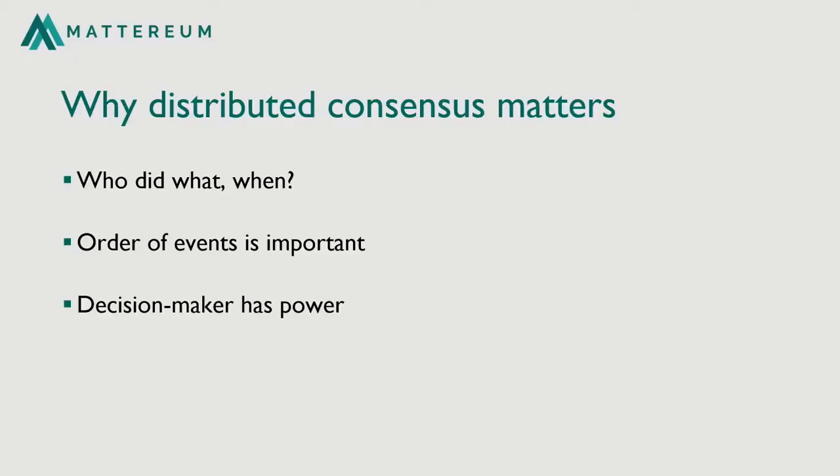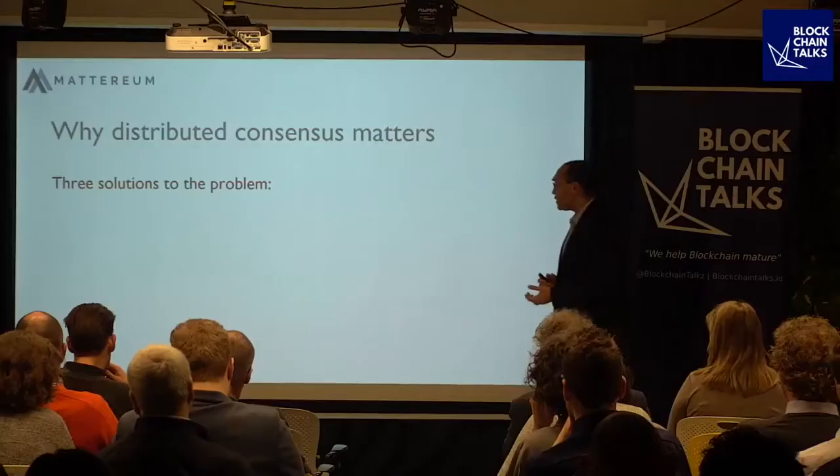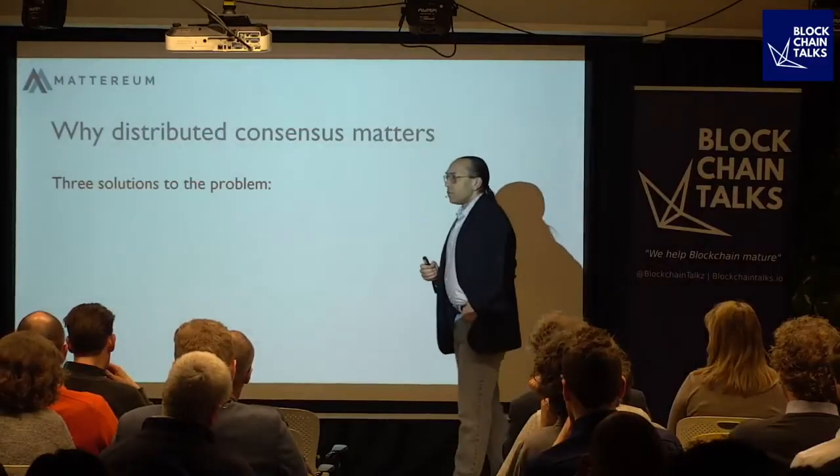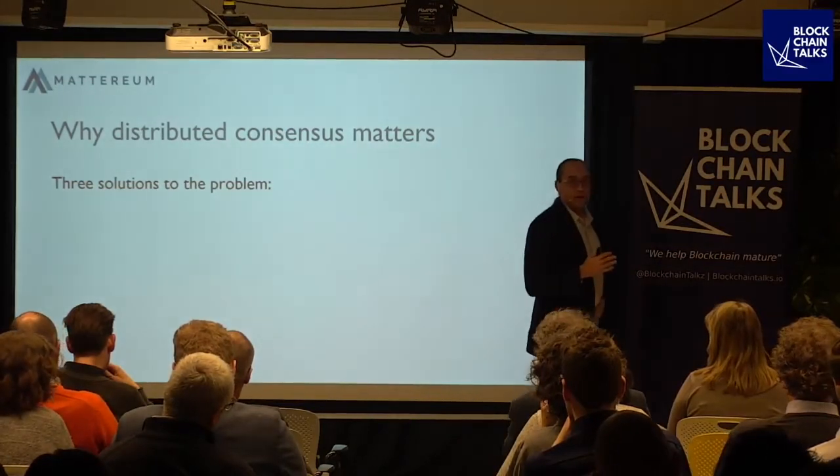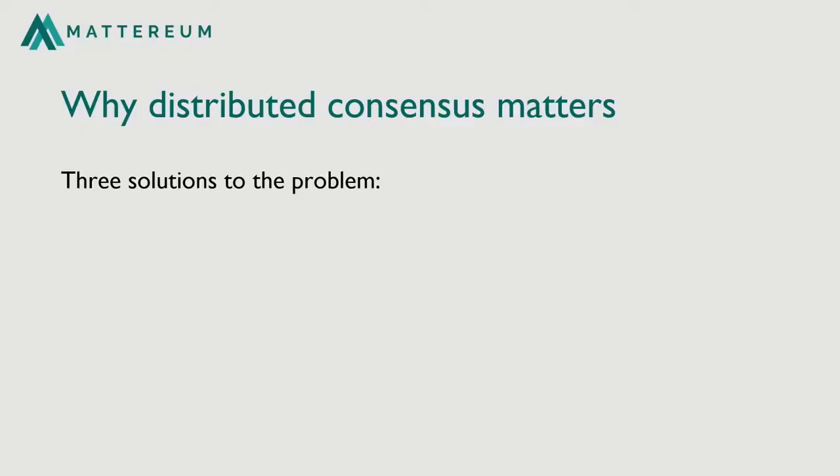And so what that means is, in a distributed information system, the decision maker, the person or the entity that decides on the order of things, has some power. And traditionally, or in practice, there are three main solutions to how we actually solve this problem. And the first solution is kind of cheating. It's saying, OK, we have a distributed system, but we're actually going to centralize this ordering function.